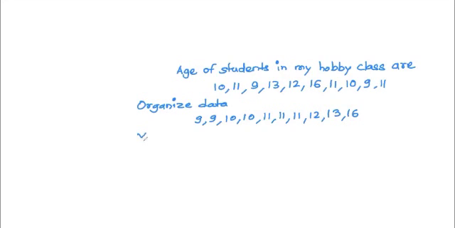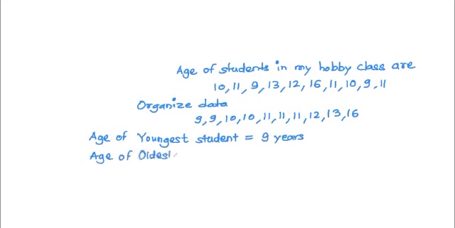So once I organize the data, it is quite evident that the youngest student is 9 years, whereas age of the oldest student is 16 years.